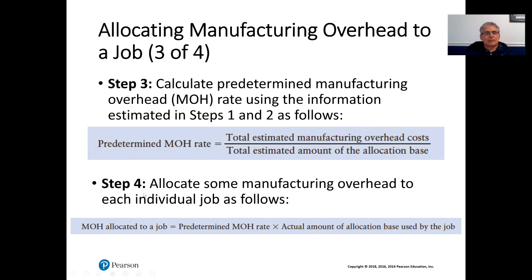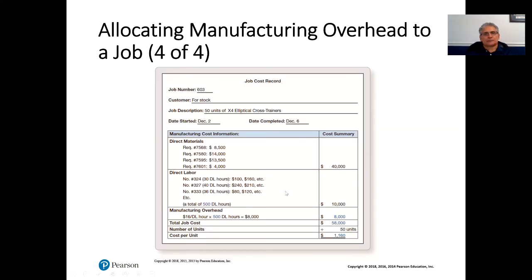And then the last part is to allocate some manufacturing overhead to each individual job as follows. We'll take whatever this rate is, the predetermined manufacturing overhead rate, and we'll multiply it by the actual amount of the allocation base used by the job. Okay, so what will the job record look like after we've done that? Well, we've already talked about how we're going to get the materials assigned to the job. We're going to use requisitions to track product that's taken out of the warehouse and put onto the production floor.